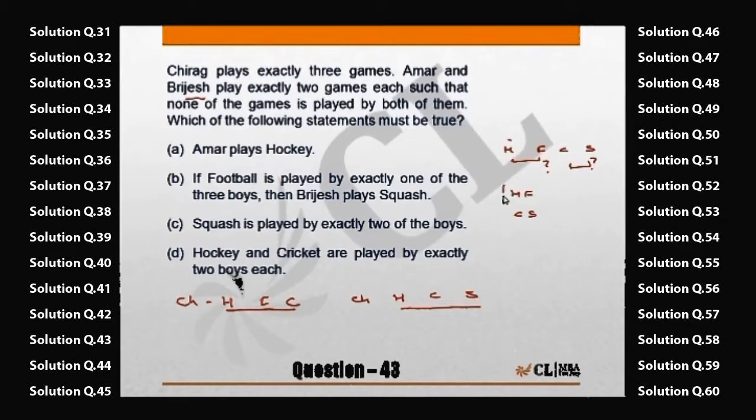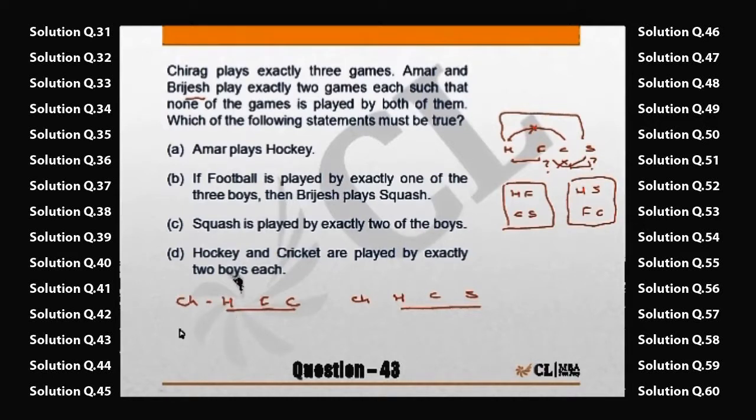Another combination possible. The other possibility could be hockey and cricket and football squash, but football squash is not possible, so this combination will not work. The last possibility is hockey and squash and football and cricket. Okay.